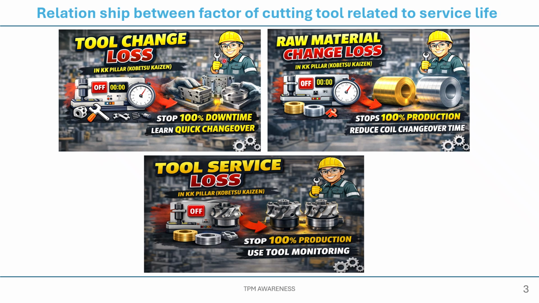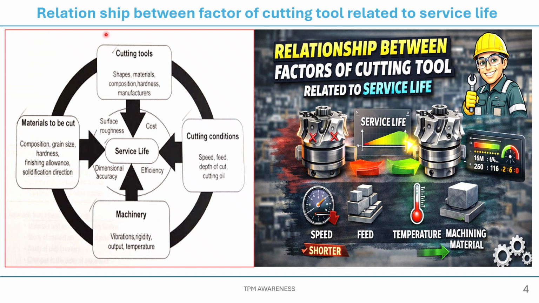If you see the relationship between these factors: tool change loss, that is stop 100% downtime, learn quick changeover; then again reduce oil changeover time, that is raw material change loss; and that is again in tool service, where you use tool monitoring. Then the relationship between factors of cutting tool related to service life.